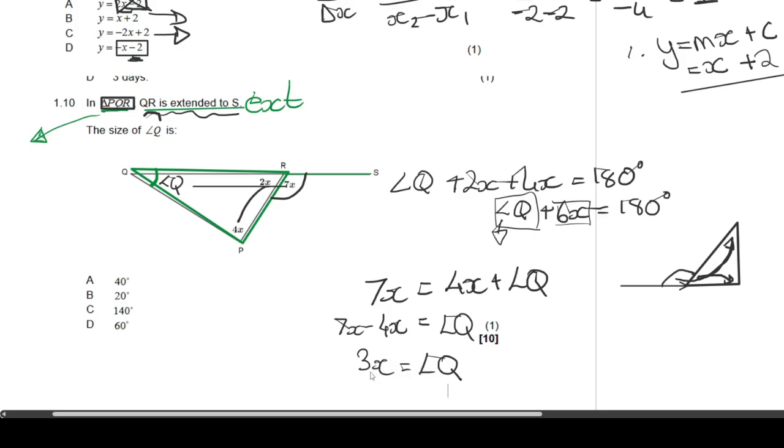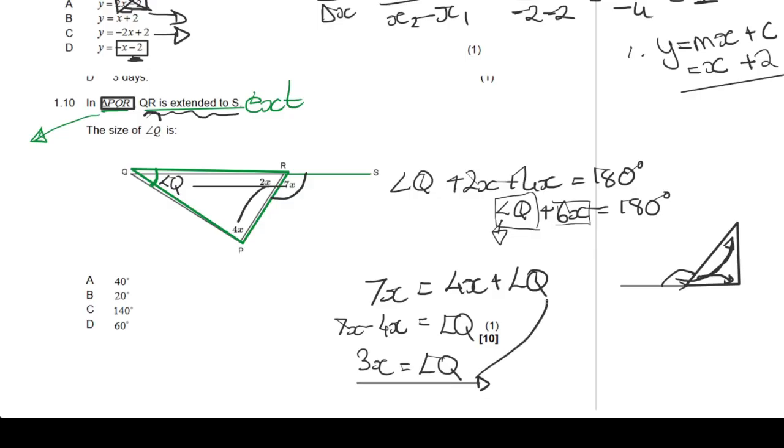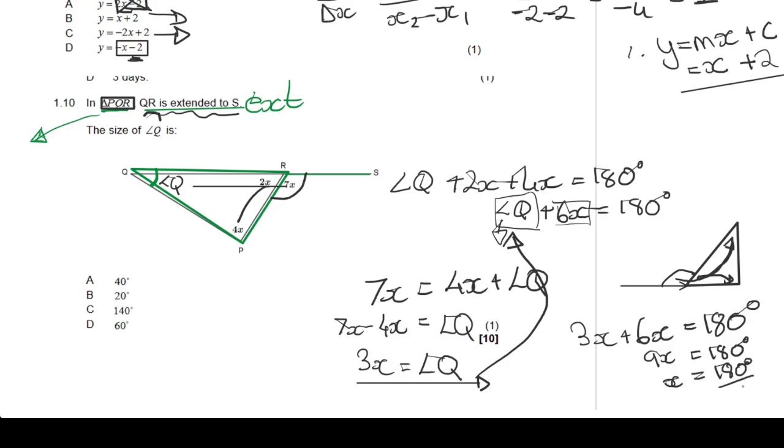So we know that angle Q is 3x, right? But don't we have angle Q over here? So let's sub it into there. So we have 3x plus 6x is equal to 180 degrees. Now can't we work out x here? We can, right? So that's 9x equals 180 degrees, and then x is equal to 180 degrees divided by 9.